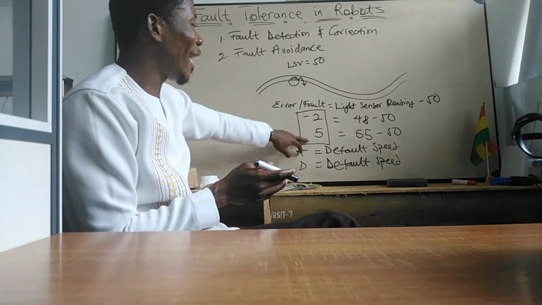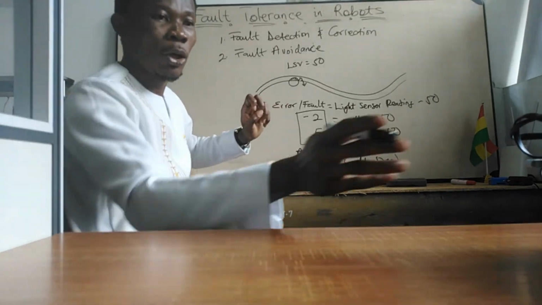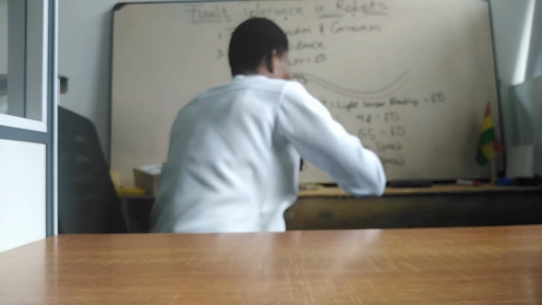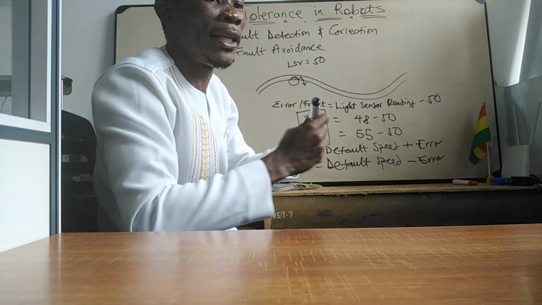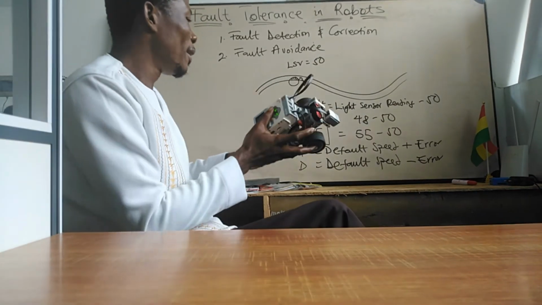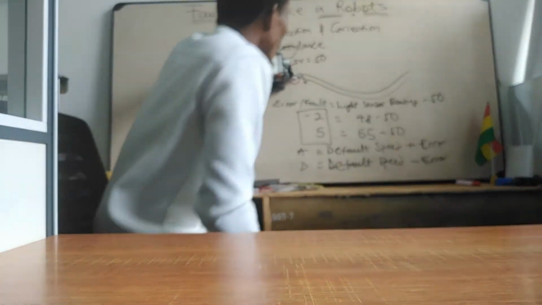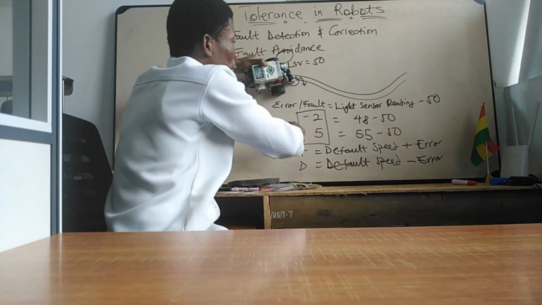However, if a fault occurs, then we have to manage the speed. Our error correction formula will be to add the error, or the fault, to the speed of motor A, and then subtract the error from the speed of motor D. On this robot, I have two motors, one connected to port A and one connected to port D, which means while navigating, if the robot drifts into the black and records, say, 48, the error will be -2.